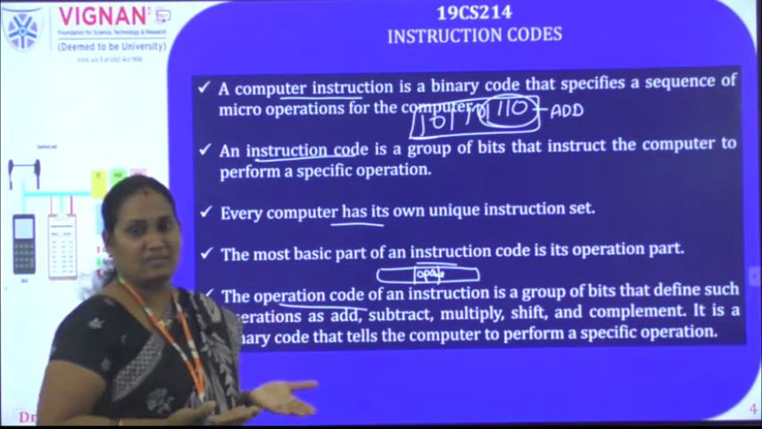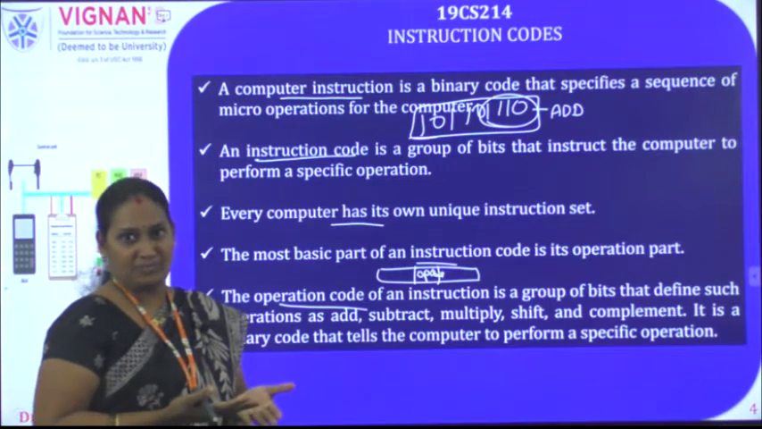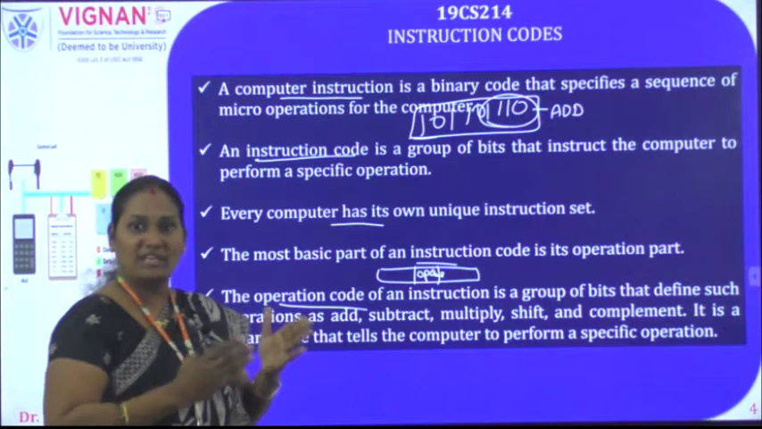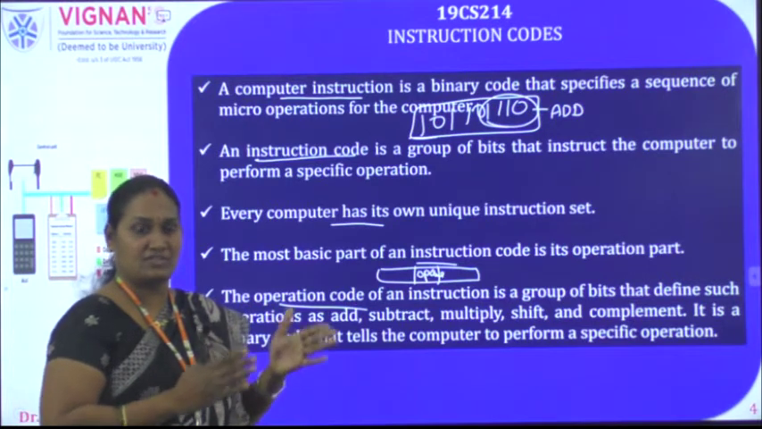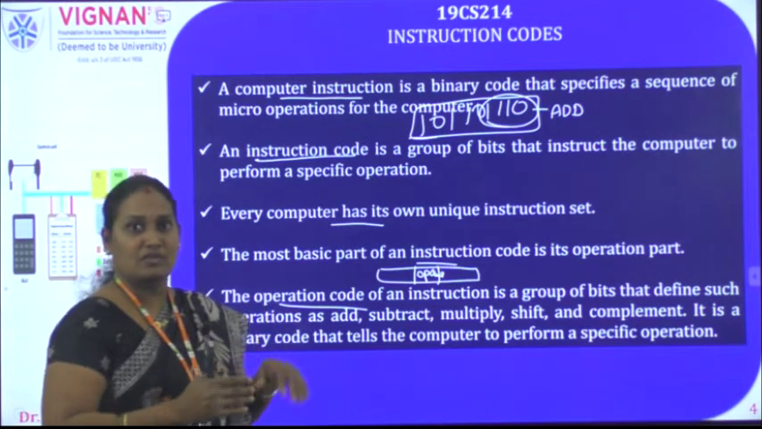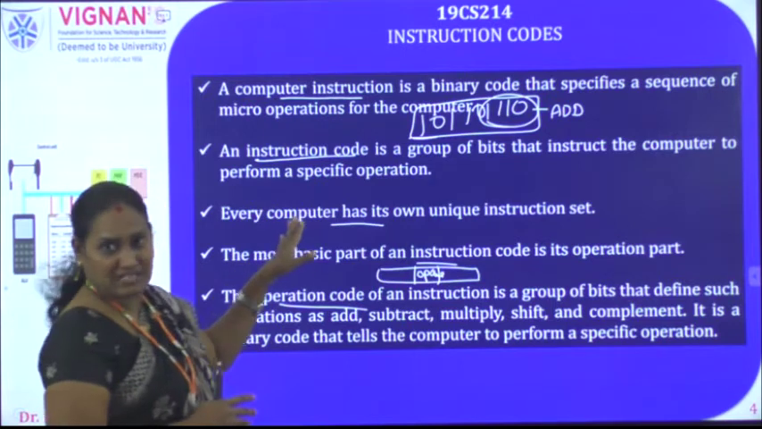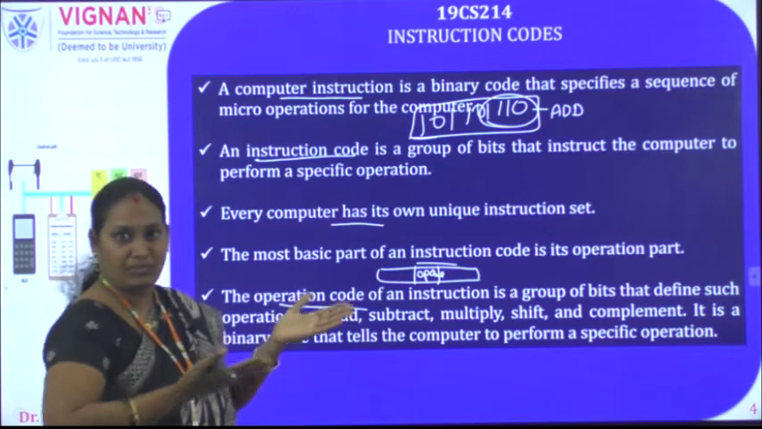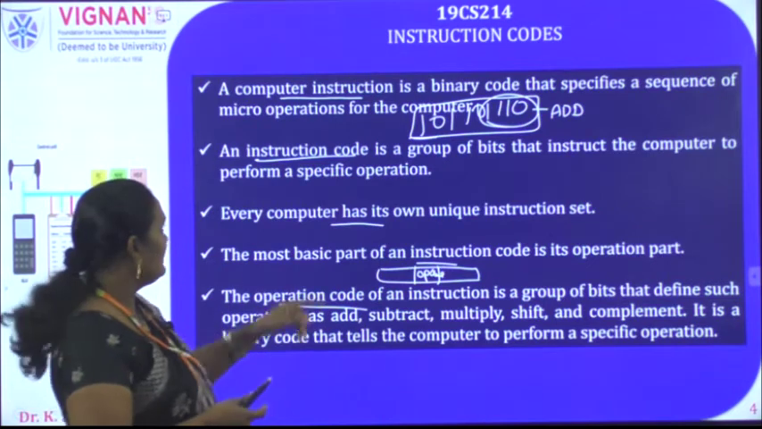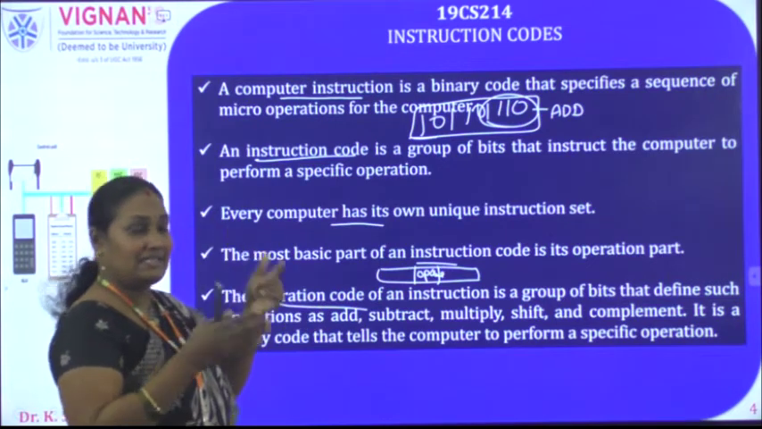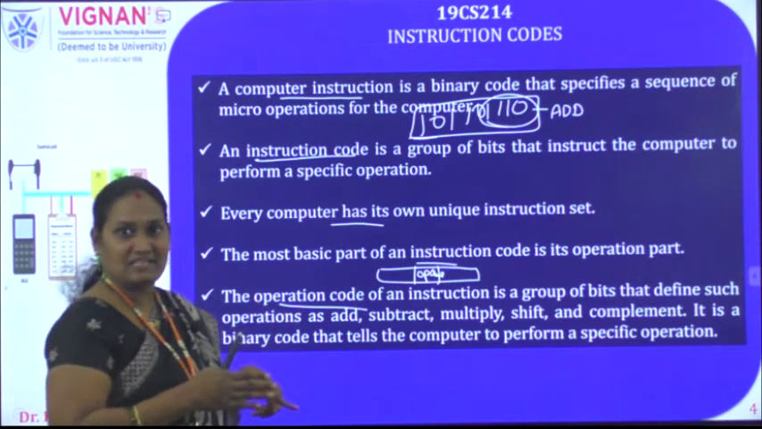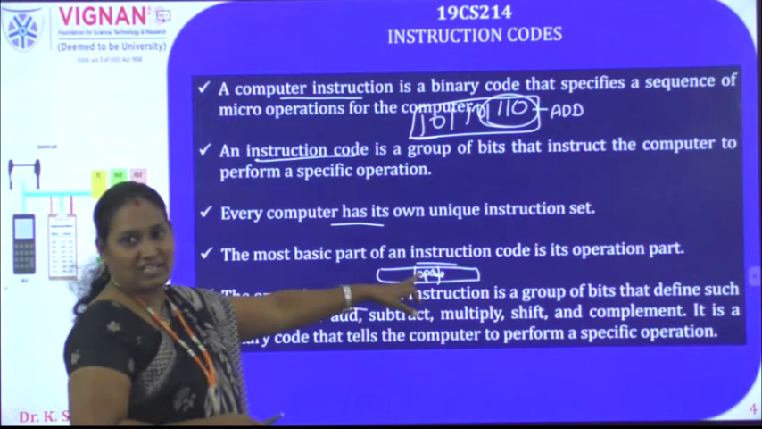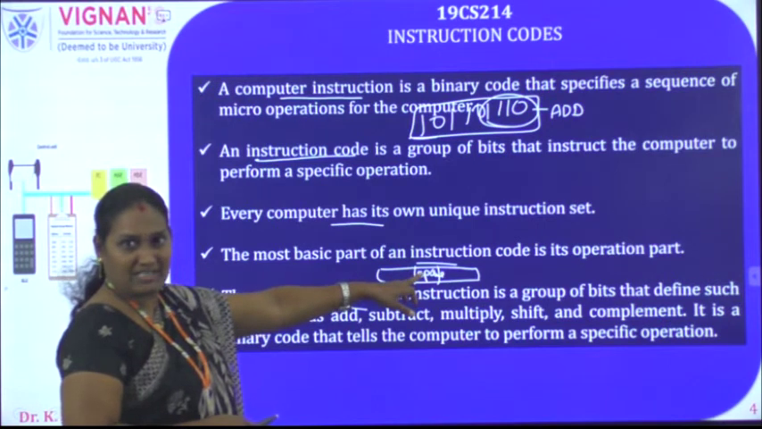It defines how an instruction is represented for a particular computer. How many bits should be allocated for the representation of the address, and how many bits for the representation of the operation. All those things should be represented in the instruction code. That is, a specific format for the representation of a computer instruction is nothing but the instruction code. That instruction code contains various parts. Out of all those parts, the most important part is the operation code.